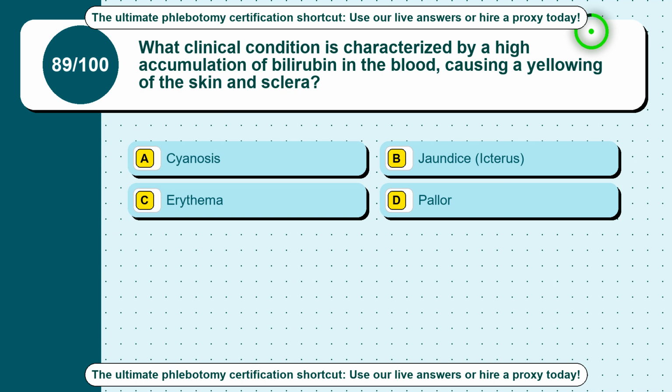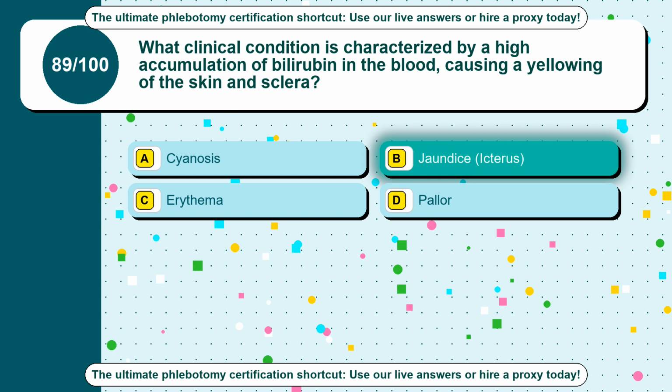Question 89. What clinical condition is characterized by a high accumulation of bilirubin in the blood, causing a yellowing of the skin and sclera? Option A. Cyanosis. Option B. Jaundice, icterus. Option C. Erythema. Option D. Pallor. The correct answer is option B.